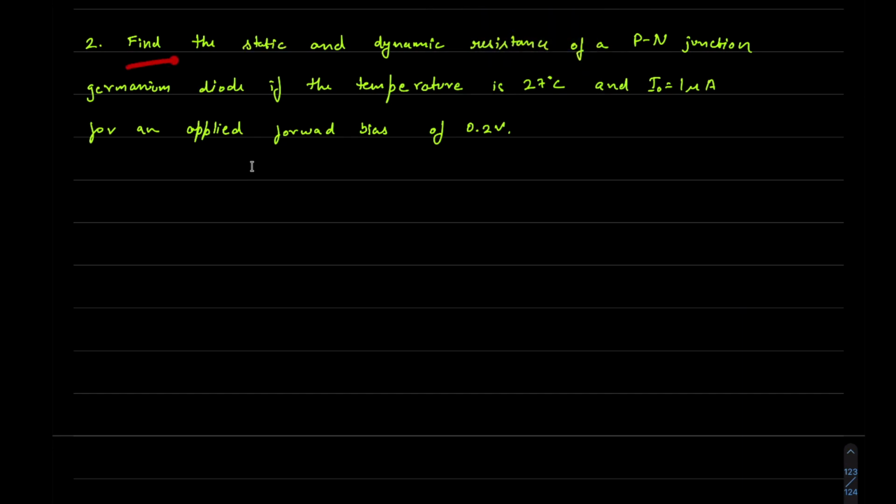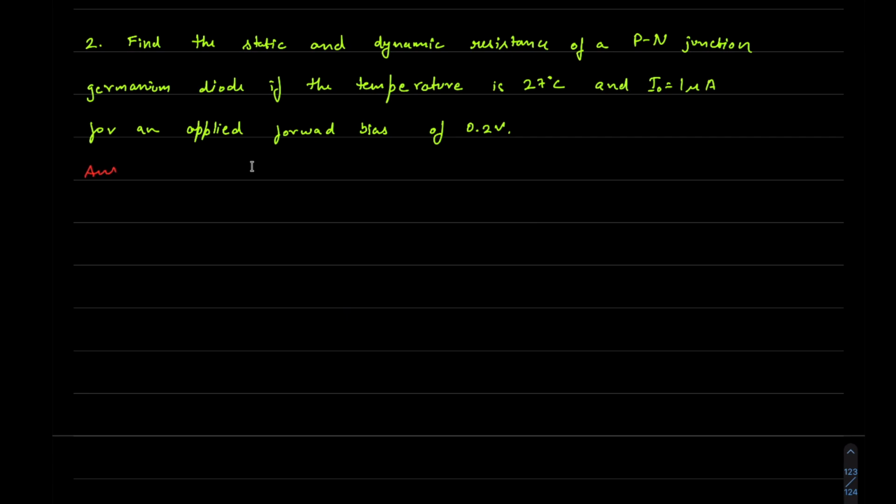So now that I've written the question: find the static and dynamic resistance of a PN junction germanium diode, eta equal to 1, if the temperature is 27 degrees Celsius, converted to Kelvin, 300 Kelvin, and I naught is 1 microampere. I naught is the saturation current, for an applied forward bias voltage of 0.2 volt. So it's easy. We'll find Vt, we'll find ID, we'll use the static resistance formula of V over I. And for dynamic resistance, we have another formula, if you remember from the previous class or previous video, eta Vt over ID plus I naught. So let's do it.